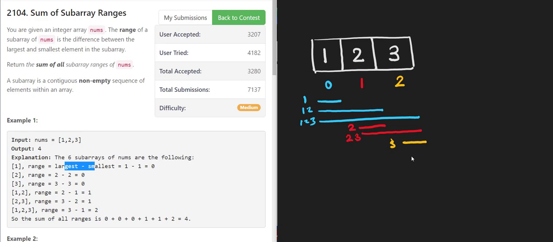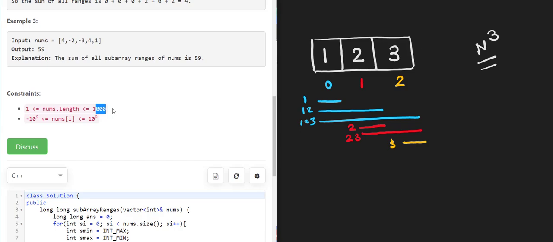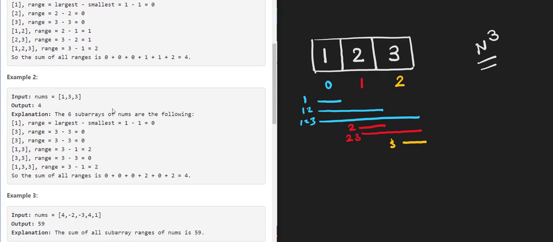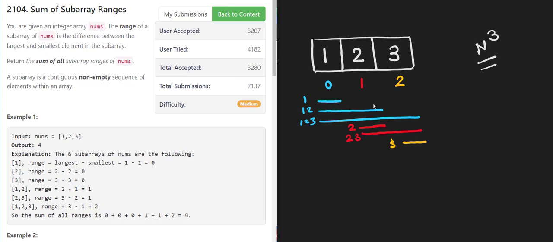Now usually if we want to generate every possible subarray of the given array, it takes n cube time complexity, and n cube would become TLE for this problem because the constraints given are up to 1000. So we have to figure out how we can solve this problem in better time complexity than n cube.